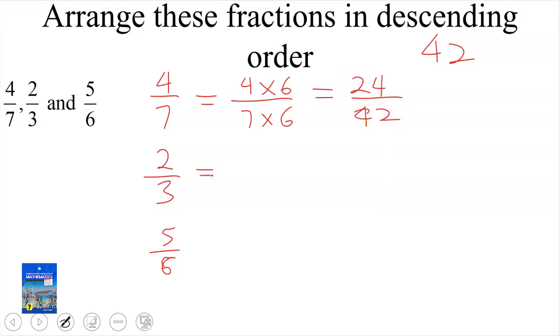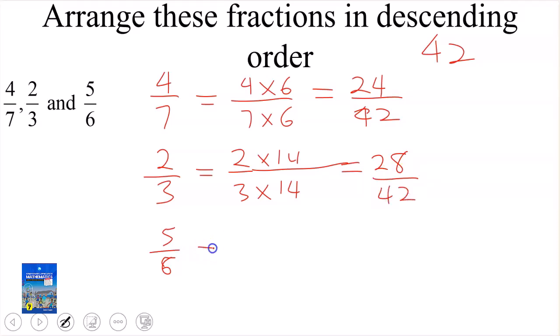Then again, 2 thirds. What times this will give me 42? That will be 14, right? So again here to be 14. Then multiply, we have 28 divided by 42, right? Then again we have 5 divided by 6. So 6 times 7, okay, so we put 7 also over here. 35 divided by 42. Okay, now we have the same denominators.